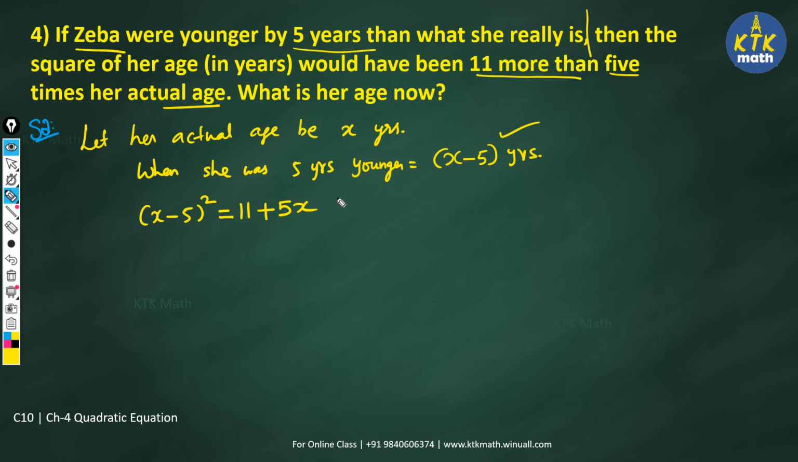So (x − 5)² will be equal to 11 more than 5 times. So I am writing 11 + 5x. Now expand this, you will get an exact quadratic equation. Then you can solve it by yourself. From there, if you have the confidence to solve, you can continue.